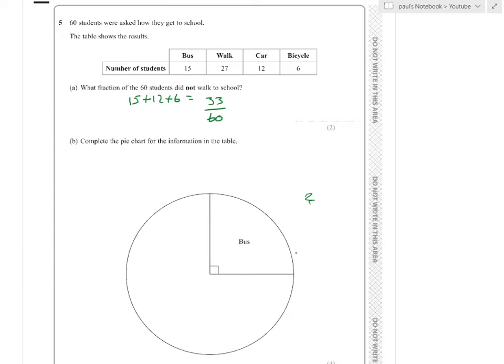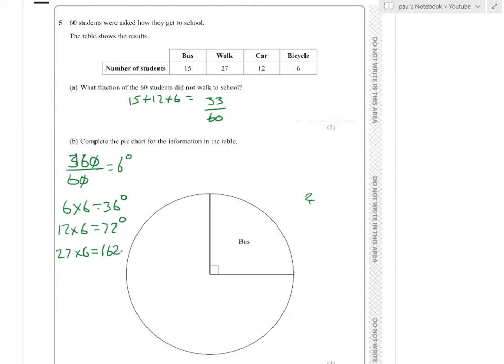And what we're going to do, complete the pie chart for the information. Right, so everything adds up to 360 degrees. So don't forget there are 60 students altogether. So divide 360 by 60, which equals 6. So you've got 6 degrees per student. So the bike is 6 times 6, which equals 36 degrees. The car is 12 times 6, which is 72 degrees. The walk is 27 times 6, which is 162.